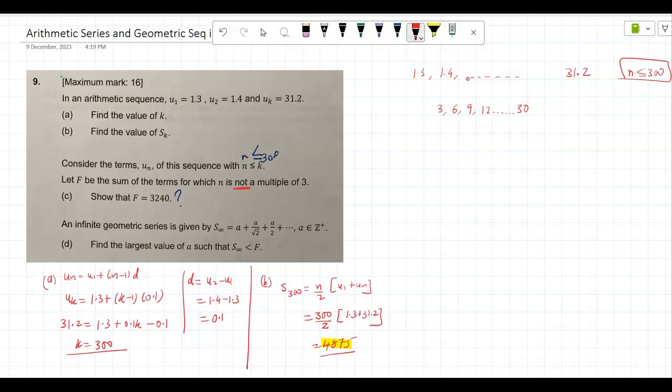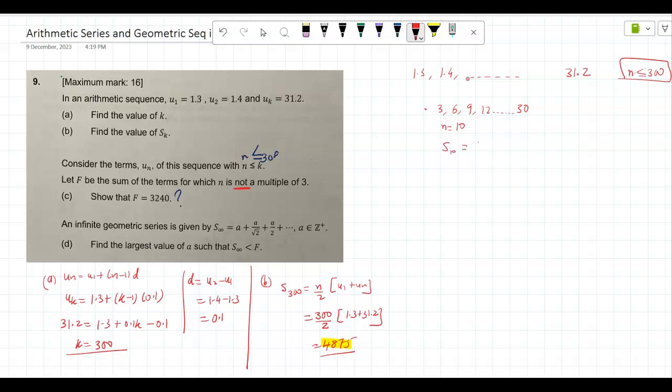Because 31.2 is the final one. Will 31.2 come in? It's not a multiple of 3. Say the tables of 3: 3 ones are 3, 3 twos are 6, 3 threes are 9, 3 tens are 30. Within what's given, you have 30. Can you find the sum of these terms? How many terms will this be? 10.